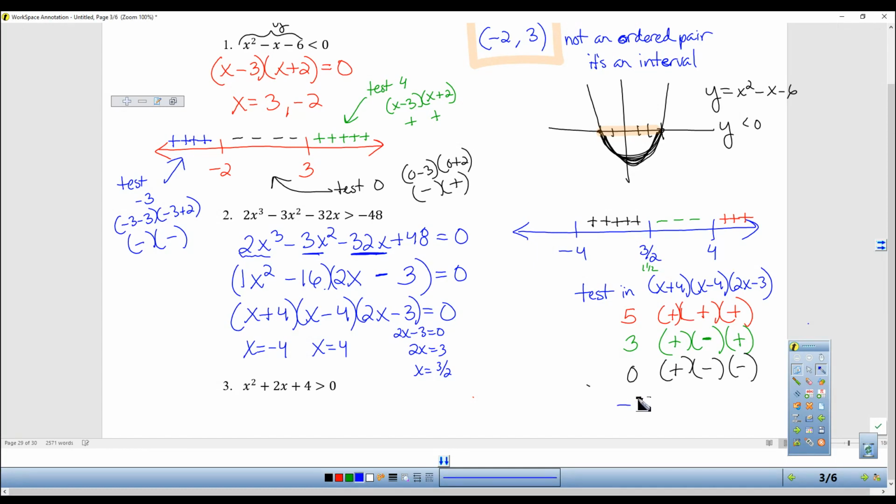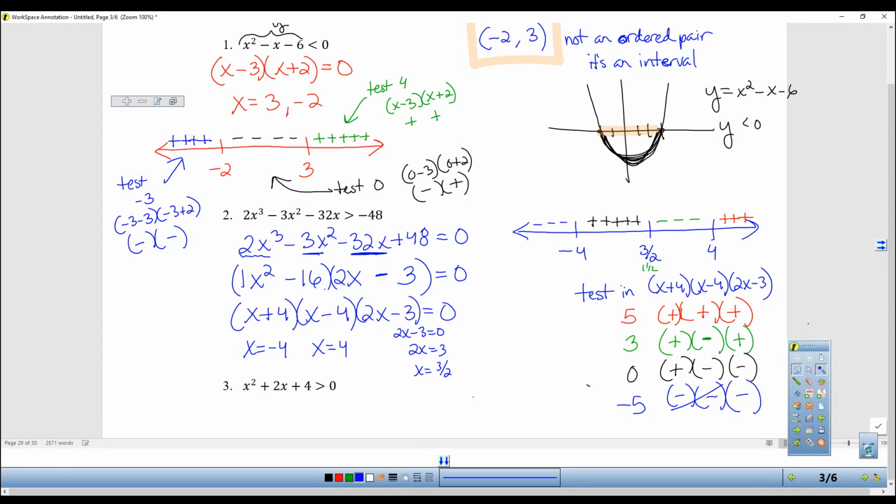So I'm going to choose negative 5. Negative 5 plus 4 is negative. Negative 5 minus 4 is negative. See how I'm not actually doing the math? It's so much easier. And negative 5 times negative 2 is negative 10 minus 3 is still negative. So these two negatives make a positive, but overall it's going to be negative.